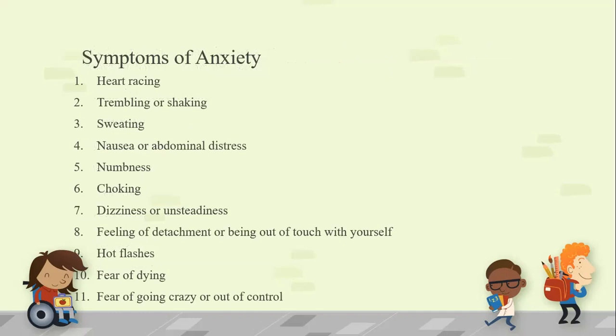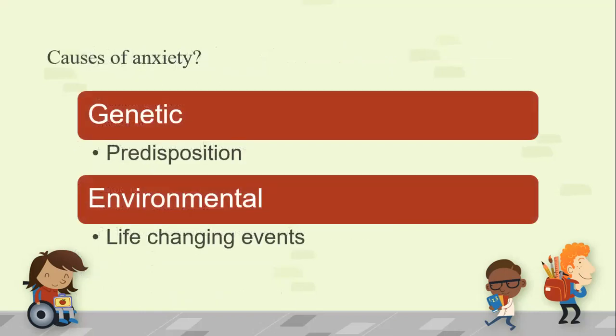And to continue the symptoms of anxiety, some people also experience choking, dizziness or unsteadiness, feeling a sense of detachment from themselves, having hot flashes. All of a sudden, they feel as though they have a fever coming on. Fear of dying. Some people actually feel as though they are going to die. And fear of going crazy or losing control.